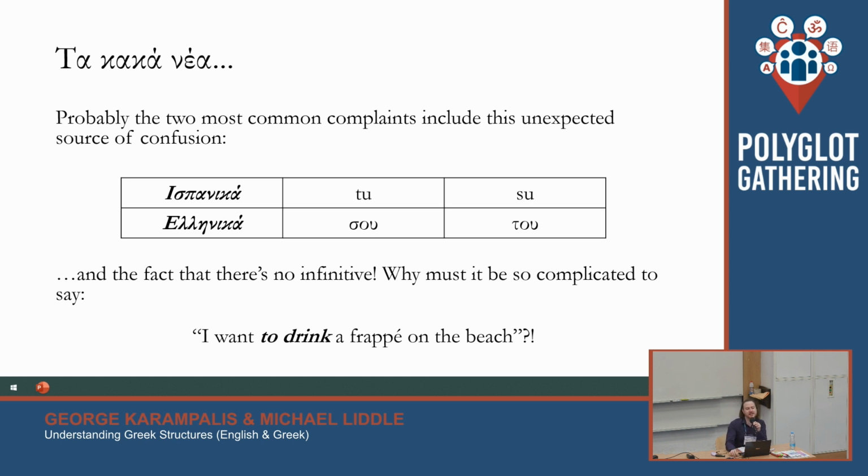And then this is the last thing I want to talk about, the main thing. Have any of you noticed there's no infinitive in Greek? Is that a pain? No? Okay, well, all right, then you're going to find this easy. But it is true, though, that to say in Greek, I want to drink a frappe on the beach, you need a lot of grammar for that, just for what would be an easy construction in a Romance language.